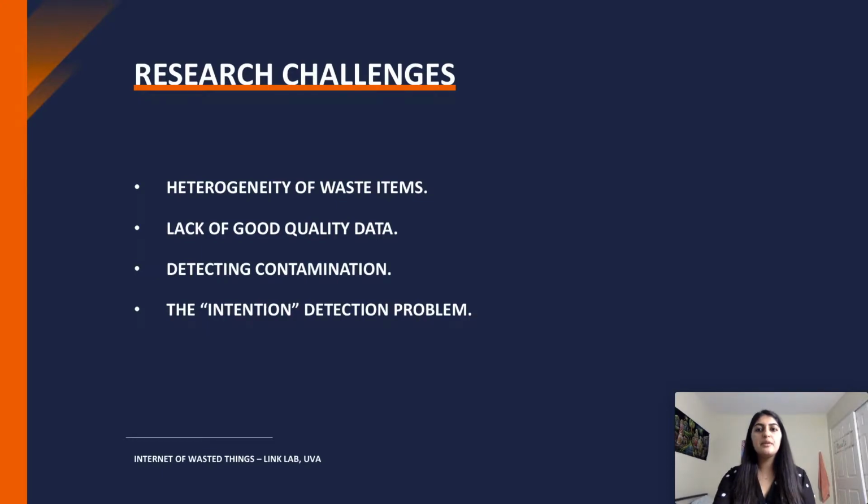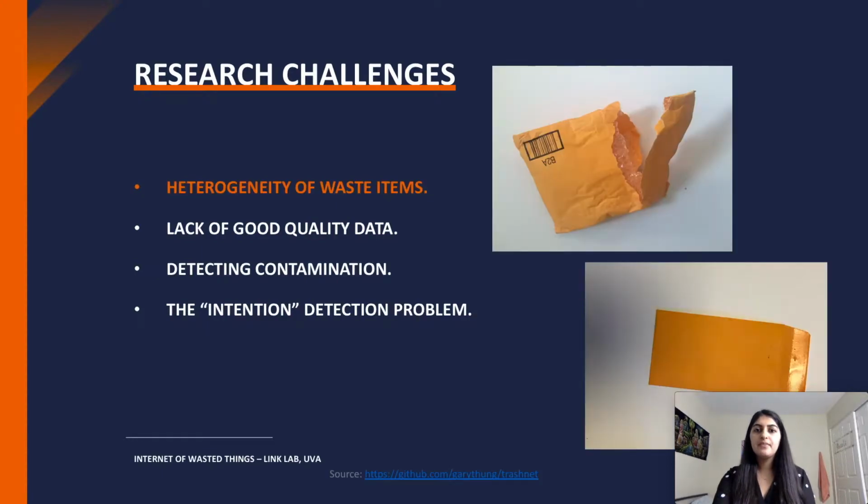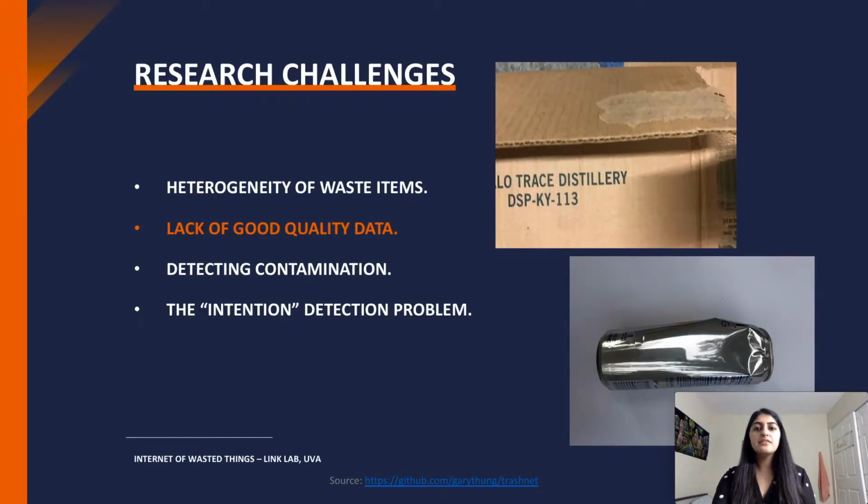Of course, this type of project comes with many challenges. The first of these is the heterogeneity and also the homogeneity of waste items. For example, these two yellow envelopes may look similar to a machine, but the top envelope is not recyclable while the bottom envelope is. There is also a lack of good quality data for this type of project. The images on this slide and on the previous slide come from an open source dataset called TrashNet, but it only depicts the items themselves and not the images of people approaching a trash bin, which would be ideal for our project.